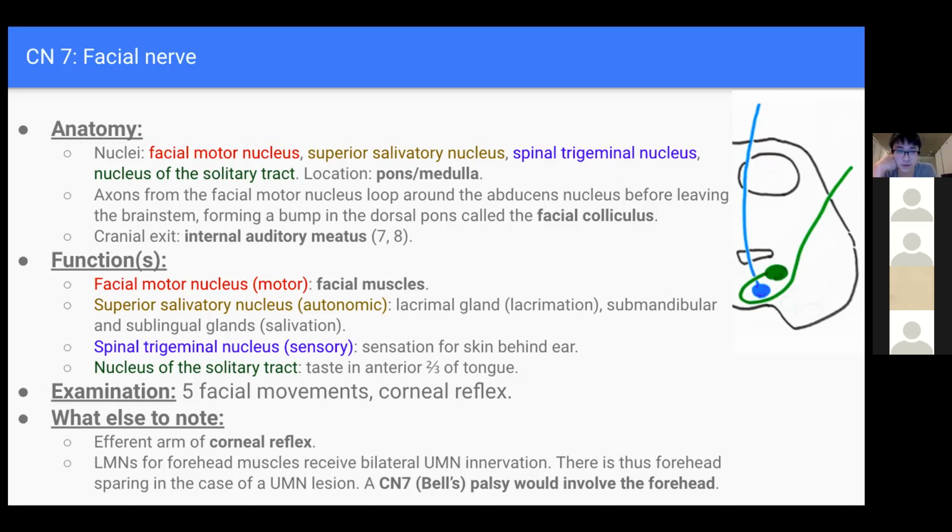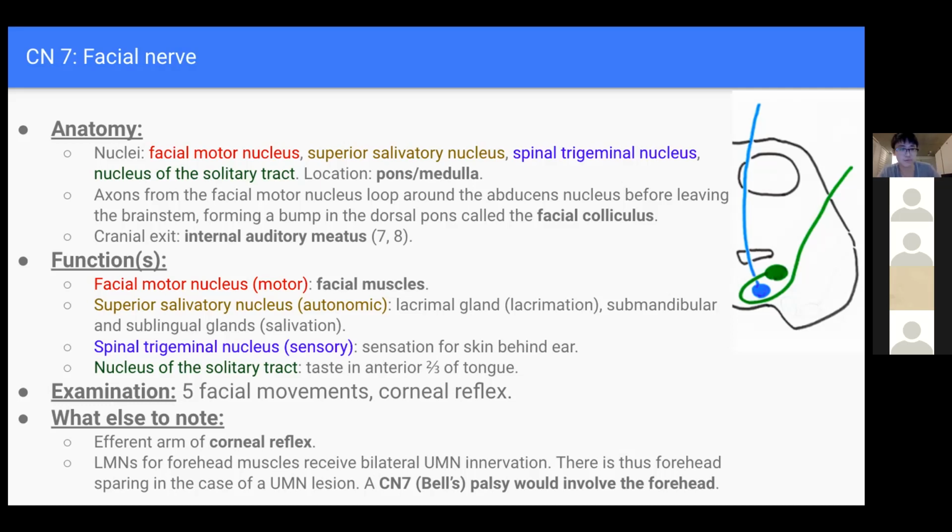So what you should know is that the facial nerve, the facial motor nucleus, the axons, before they exit the brainstem, they actually make a little loop. I put the image here. They make a little loop around the abducens nucleus, and that creates a little bump at the back of the pons. And this is what we refer to as the facial colliculus. And the seventh nerve, along with the eighth nerve, they exit together. They exit through the internal auditory meatus.